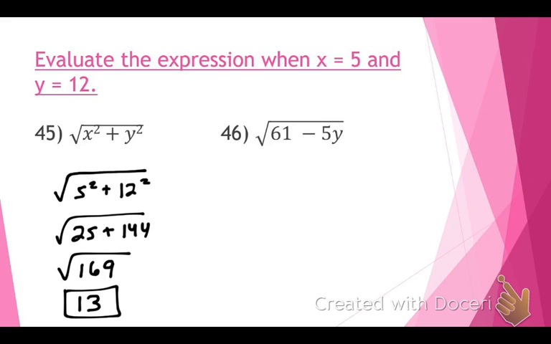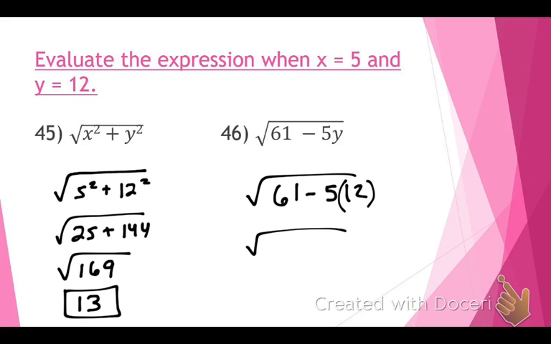Micah, we're doing the next one, right? So it's 61, and then 5 minus 5 times 12. You put in your parentheses because it looks like 5 minus 512. You want to put in parentheses so we understand we are multiplying those two together. 5 times 12, alright, we're at 61 minus 60.